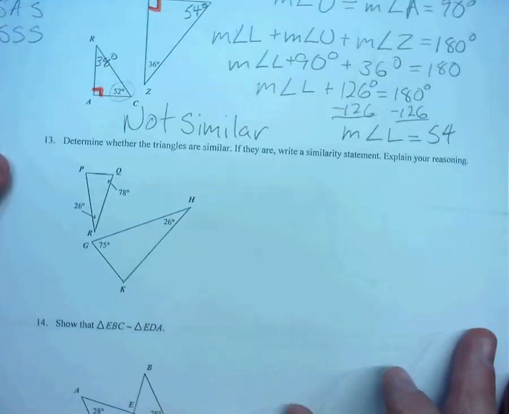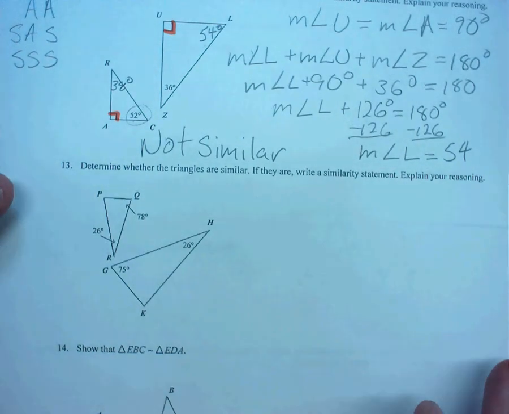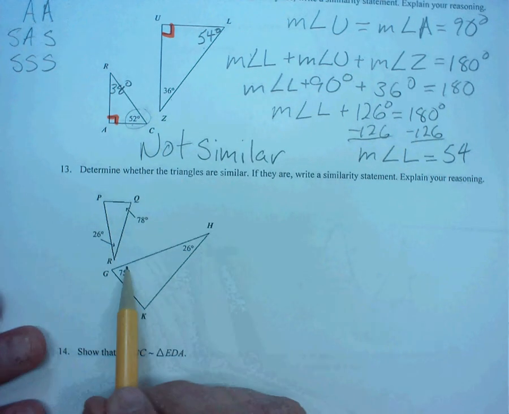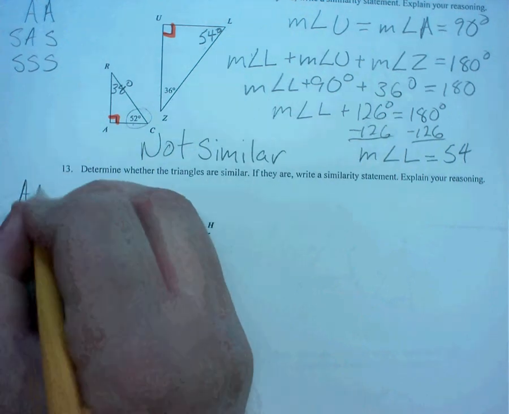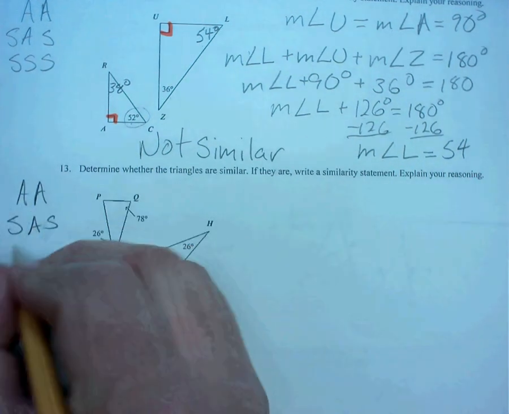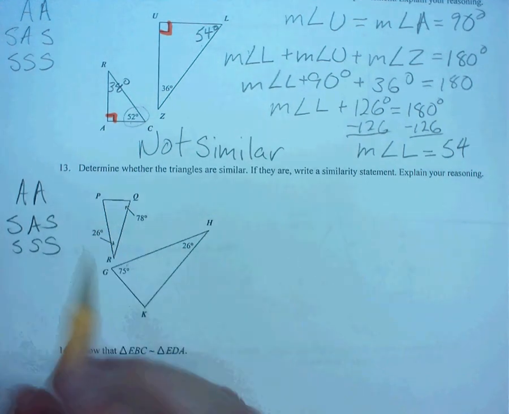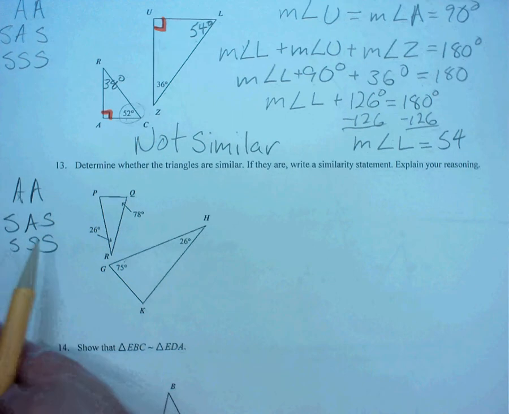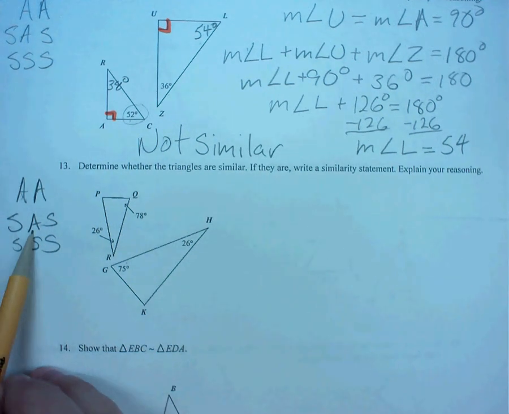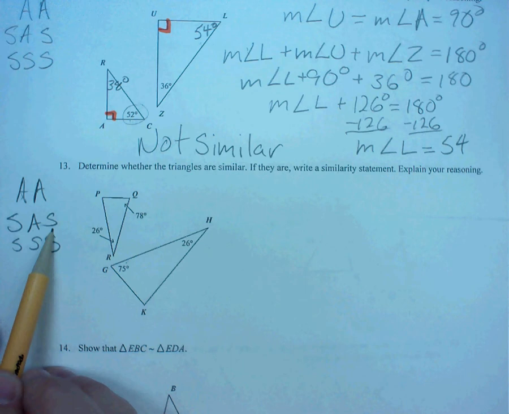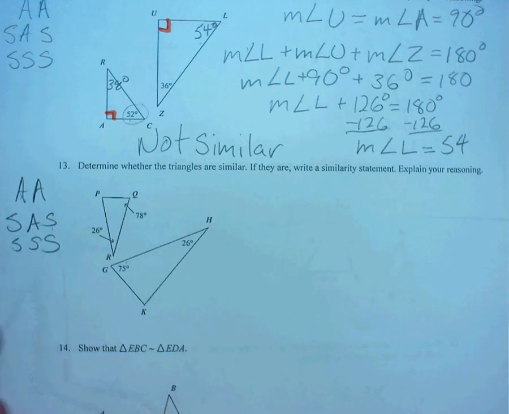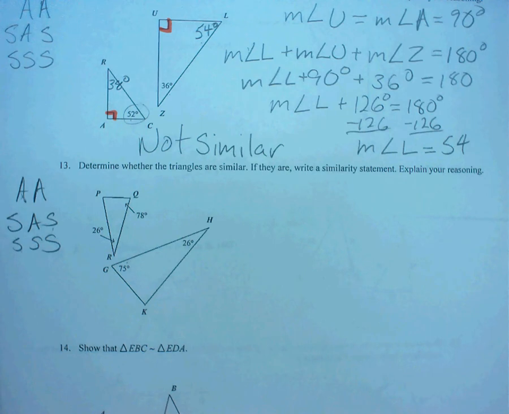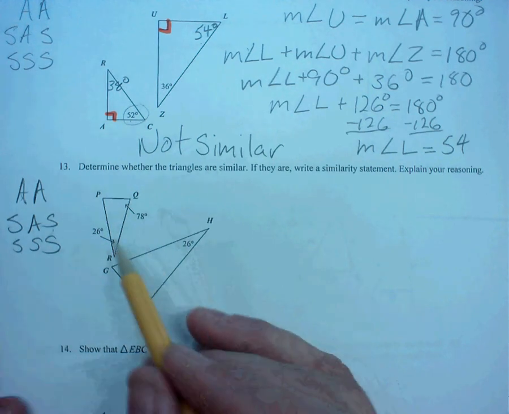It says determine whether the triangles are similar. If they are, write a similarity statement. Explain your reasoning. Well, this is kind of the same thing. I don't have any information. So let me think out loud for a second. This is what I've taught you so far. You could prove similarity if you have two congruent angles. You could prove similarity if you have proportional sides with a congruent angle trapped between them. And if you have three sides that are proportional, those are the ways that you know how to prove similarity.